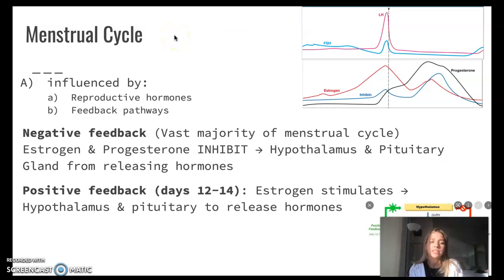The menstrual cycle is influenced by both reproductive hormones and feedback pathways, which we're going to hone in on today. Negative feedback is the vast majority of the menstrual cycle. Estrogen and progesterone inhibit the hypothalamus and pituitary gland from releasing hormones, whereas positive feedback only occurs during days 12 to 14 of the cycle, and estrogen stimulates the hypothalamus and pituitary to release hormones.